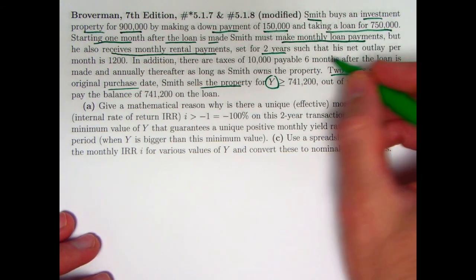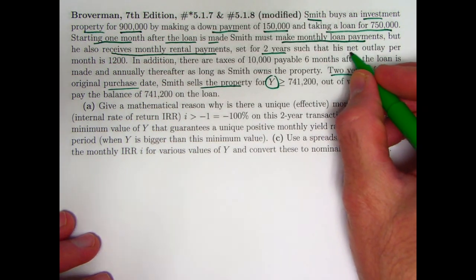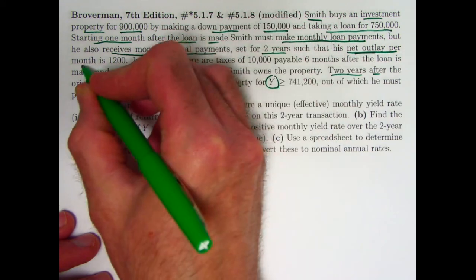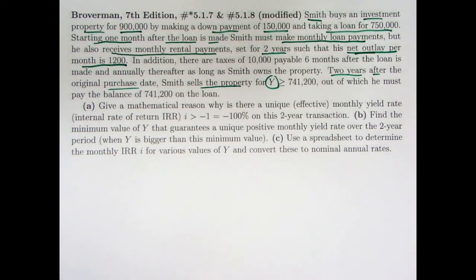With these loan payments and with the rental payments that Smith gets, there's what's called a net outlay per month of $1,200. Now that might initially sound good. You might be saying to yourself, okay, I guess that's money that Smith gets. Well, no. The way this is phrased, that net outlay is how much Smith must put out every month. Evidently, the rental payments are not enough to cover the loan payments. Does that ever happen? Yeah, it does happen sometimes. Sometimes the rent that you get from your renters is not enough to cover your loan.